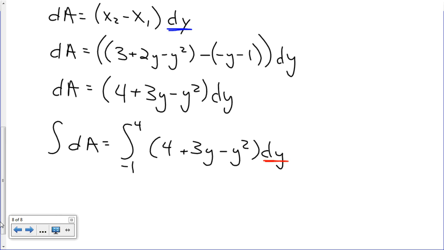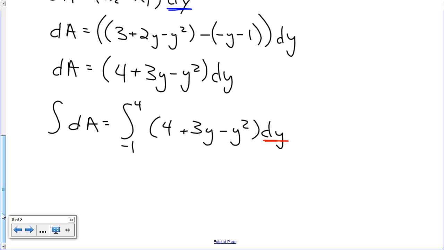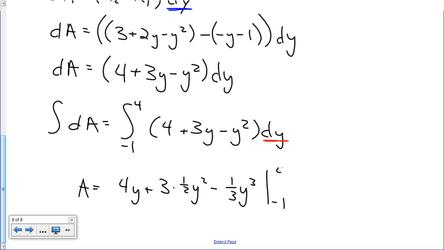All right, let's evaluate this using the fundamental theorem now. So on the left side, when we integrate dA, we get A, our area of this region that we're looking for. On the right-hand side, integrating term by term, integral of 4 with respect to y, that's got a dy there, so that's going to be 4y, not 4x, but 4y, plus 3 times 1/2 y squared minus 1/3 y cubed. And we're evaluating that from -1 to 4. Now sometimes if this function's pretty nice to work with, we just simply evaluate it right here and get our result.